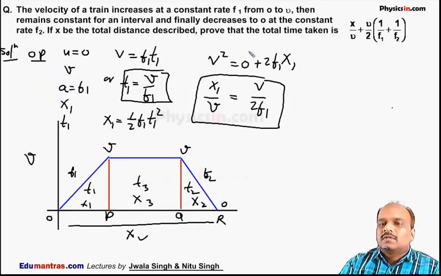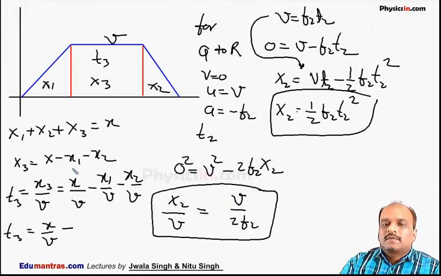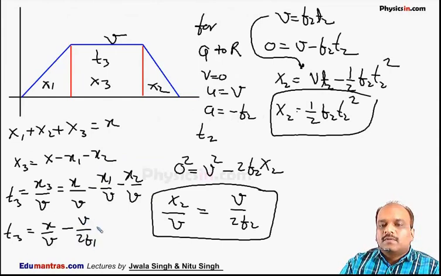So from our previous expression, we know x1 by v can be written as v by 2f1. So I will substitute it here, so it is v by 2f1 plus x2 by v. x2 by v can be written as v by 2f2.